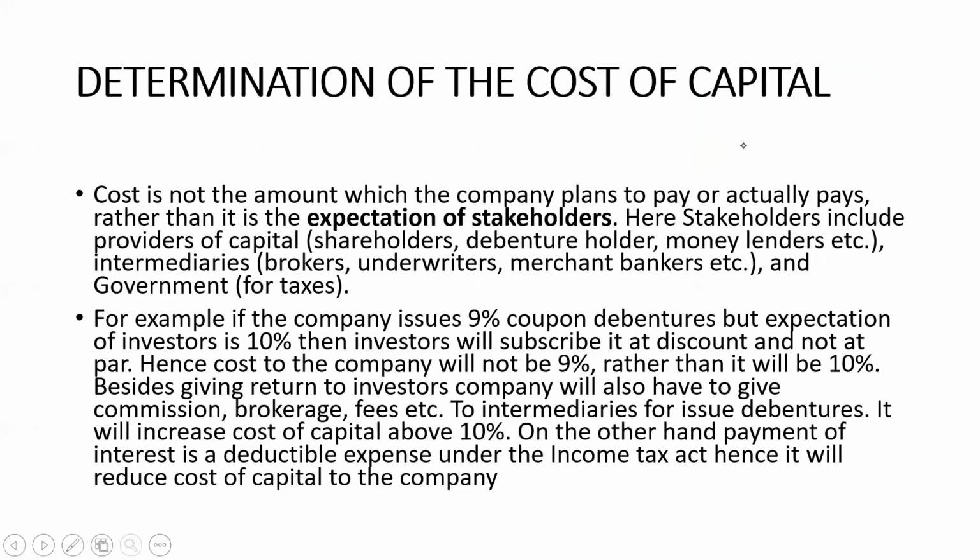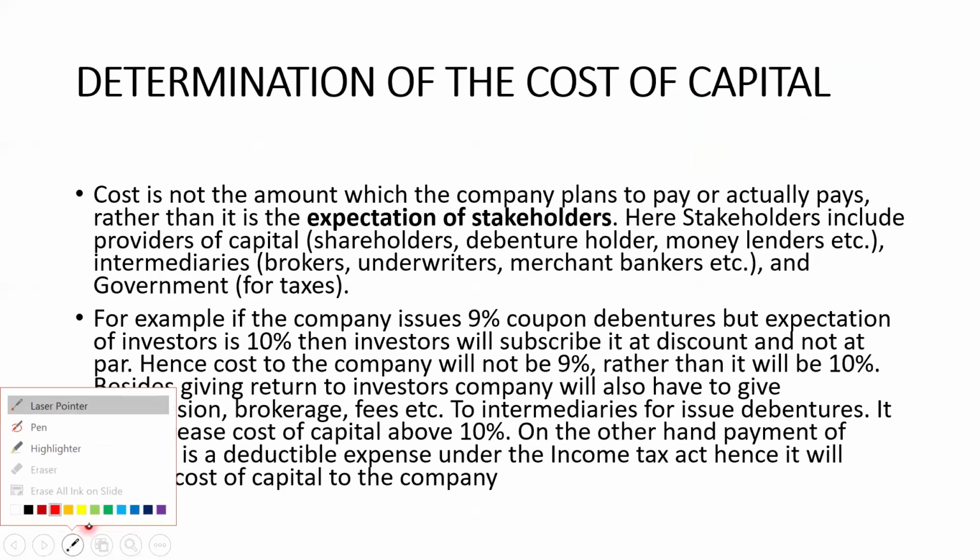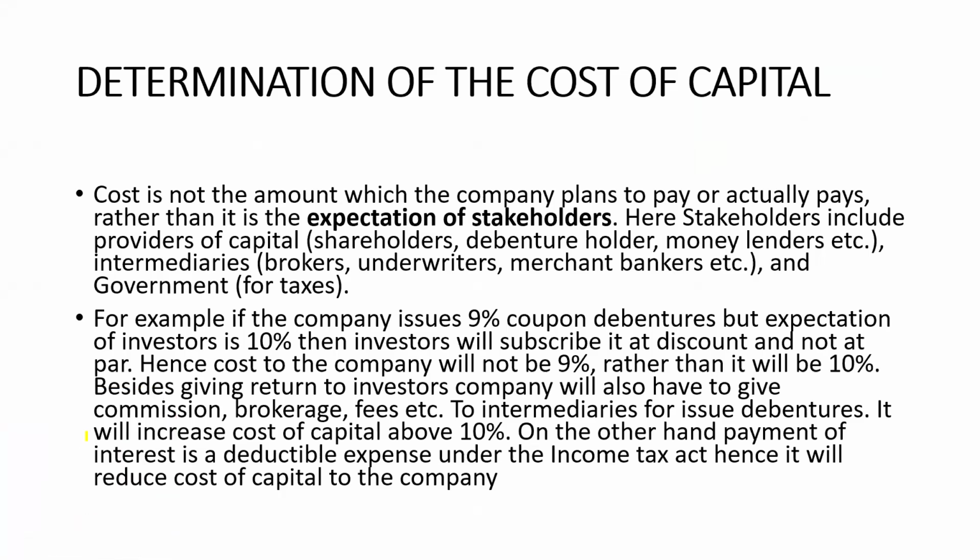Here, for example, if a company issues 9% coupon debentures, the coupon is the rate of interest you pay on the debt instrument. I have already mentioned what debentures are. But if the expectation of the investor is 10%, then the investor will subscribe to it at a discount, not at par value.